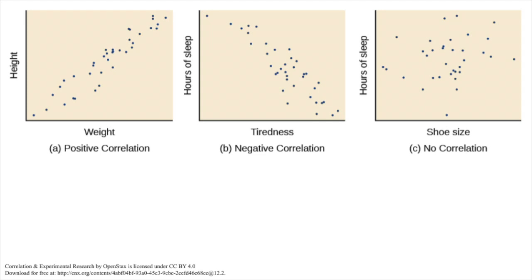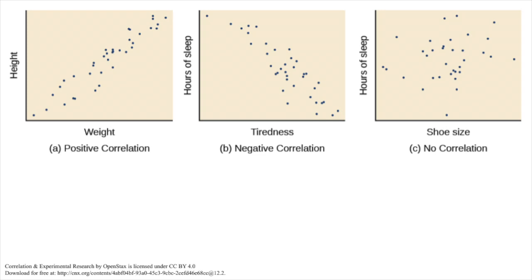3 scatter plots are shown. Scatter plot A is labeled positive correlation and shows scattered dots forming a rough line from the bottom left to the top right. The x-axis is labeled weight and the y-axis is labeled height. Scatter plot B is labeled negative correlation and shows scattered dots forming a rough line from the top left to the bottom right. The x-axis is labeled tiredness and the y-axis is labeled hours of sleep.